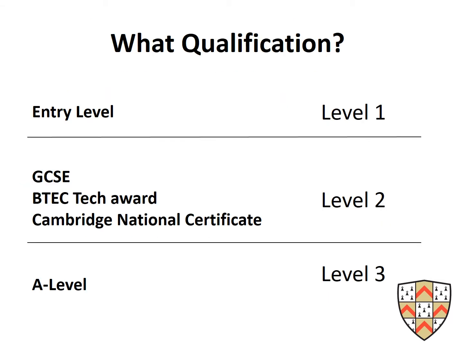So, different types of qualification. All of the courses we are talking about here are Level 2 qualifications: GCSEs, BTECs, Cambridge National Certificates. If you're wondering how the levels work though, entry level is considered to be the lower level GCSE grades. Level 2 is your grade 4 and above, and then A level is your Level 3 grades.